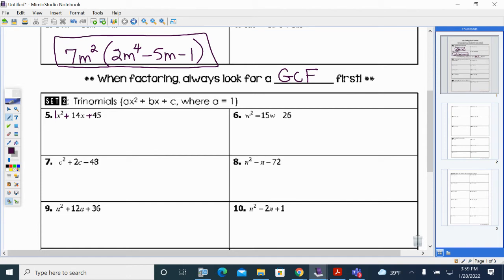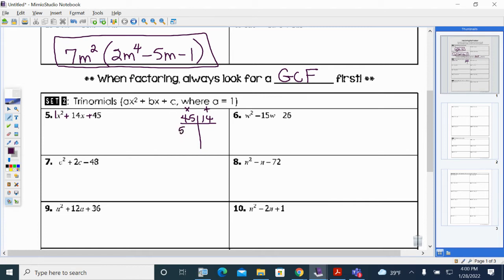So to do this, most of your Algebra 1 teachers would have told you to take that last term that's constant, which is 45, and we want to find two numbers that multiply to give us 45 that are going to add to give you the middle term. So it needs to add to give us 14. So again, we're looking for two numbers that multiply to give us 45 that add to give you 14. You may have to go through several things here.